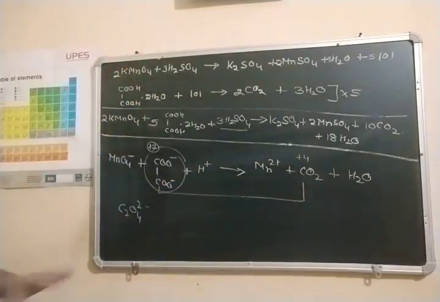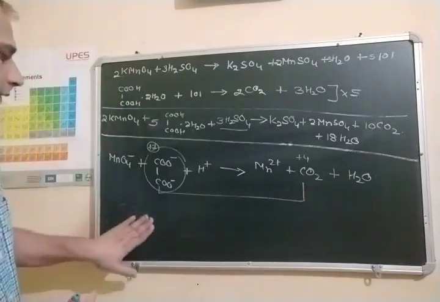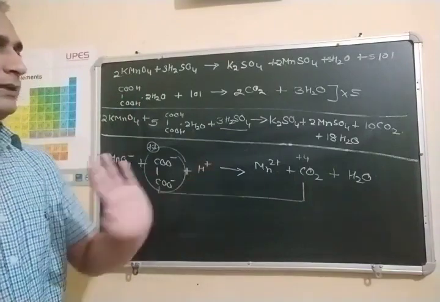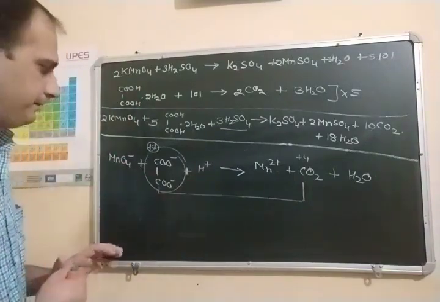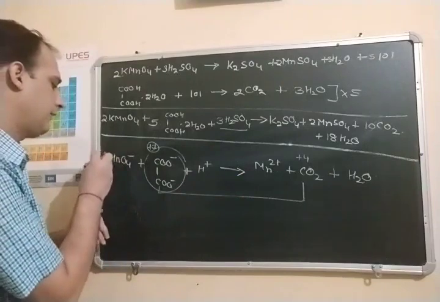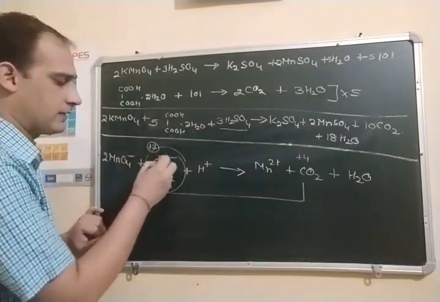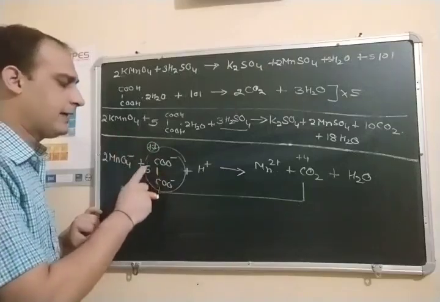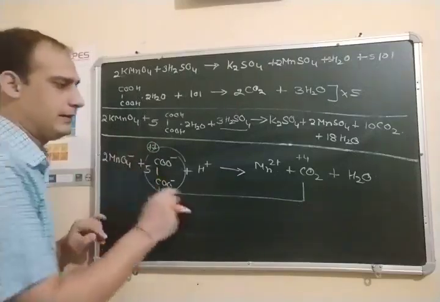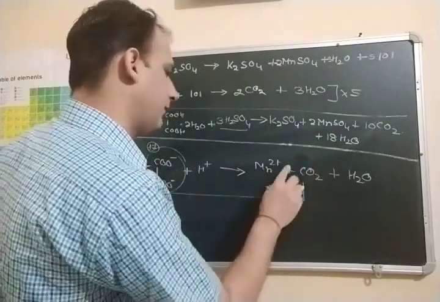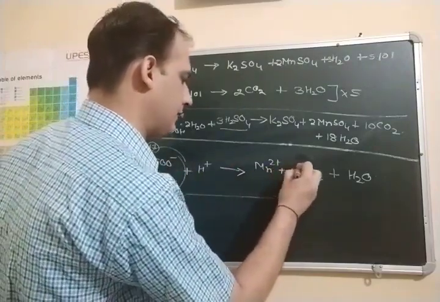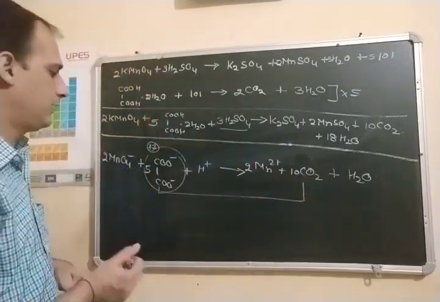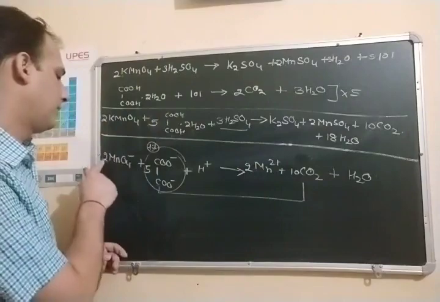As far as one carbon atom is concerned, one carbon atom is losing 1 electron, and 2 carbon atoms will lose how many electrons? 2 electrons. Now, 2 MnO4 negative plus 5 oxalate ion: one carbon is losing 1 electron, so 10 carbon atoms will lose how many electrons? 10 electrons. So here there will be formation of 10 CO2 and 2 Mn2 positive plus, as far as water molecules are concerned, here we will have 8 oxygen atoms.